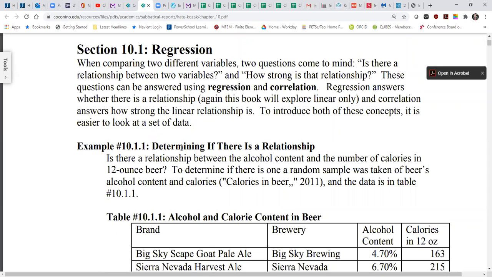So for example here, determine if there is a relationship between the alcohol content and the number of calories in a 12 ounce beer. To determine this, we need to take one random sample for the alcohol and also the calories, and we got data like this.